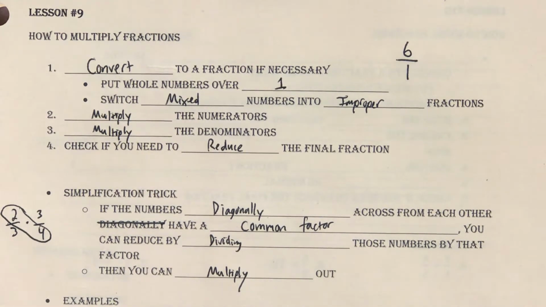I'm going to do example 1 both ways. I'm going to show you what it looks like just multiplying across on example A, and then I'm going to show you if we do the simplification trick.